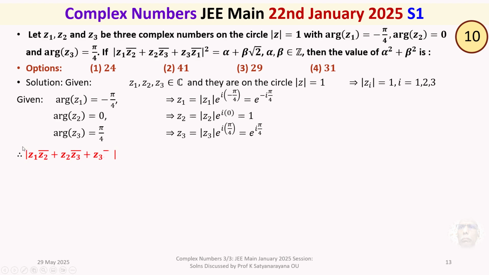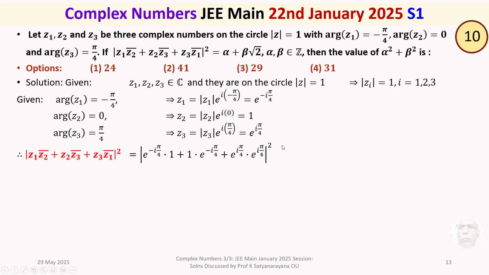So, we now compute this one. Modulus of Z1 Z2bar. What is Z1? Z1 is e^(-iπ/4). Z2 is 1. Z2bar is also 1. Plus Z2, which is 1, times Z3bar. Z3 is e^(iπ/4). Z3bar is e^(-iπ/4). Plus Z3, which is e^(iπ/4), times Z1bar. Z1 is e^(-iπ/4). Bar is e^(iπ/4).